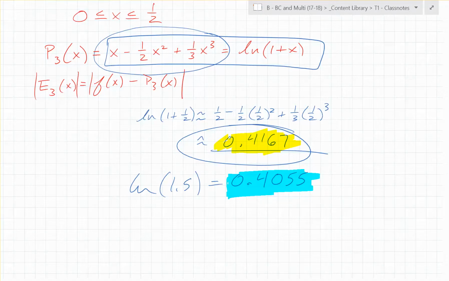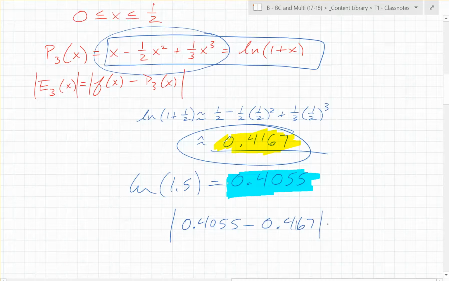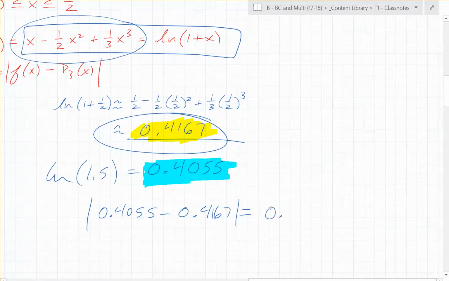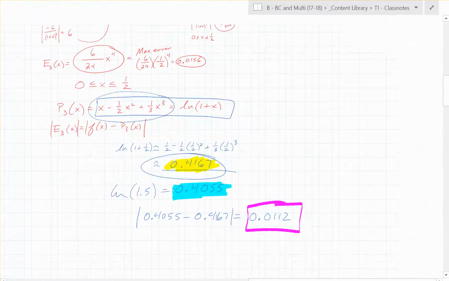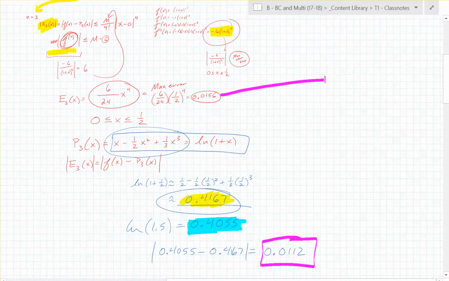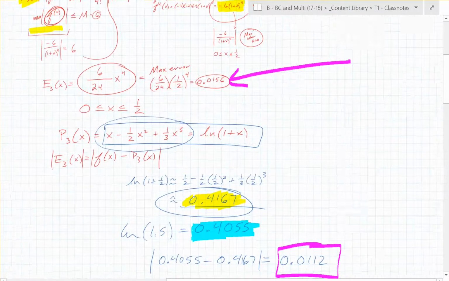So how do you find the actual error? 0.4055 minus 0.4167. And what do you get as our actual error? What's our actual error going to be? 0.0112. So this right here is the actual error. What was our maximum projected error? Take a look, everybody.